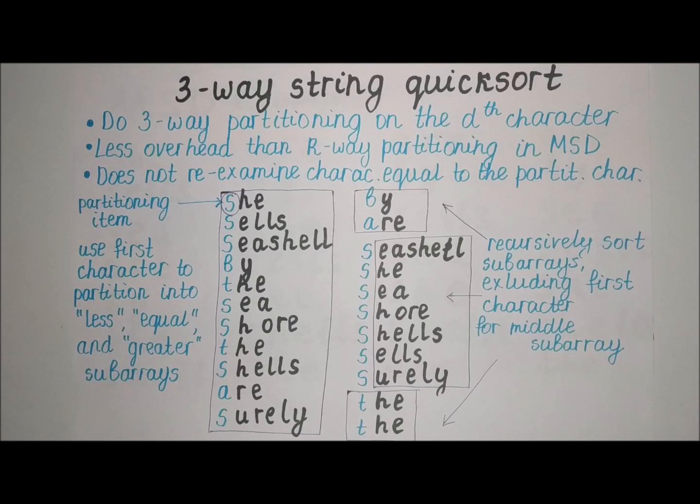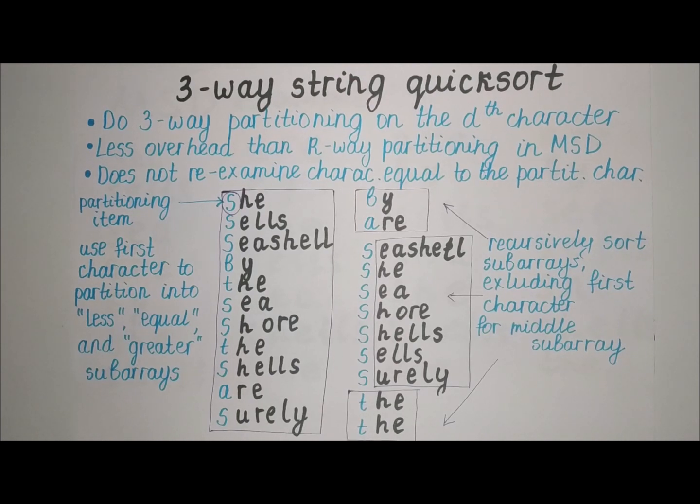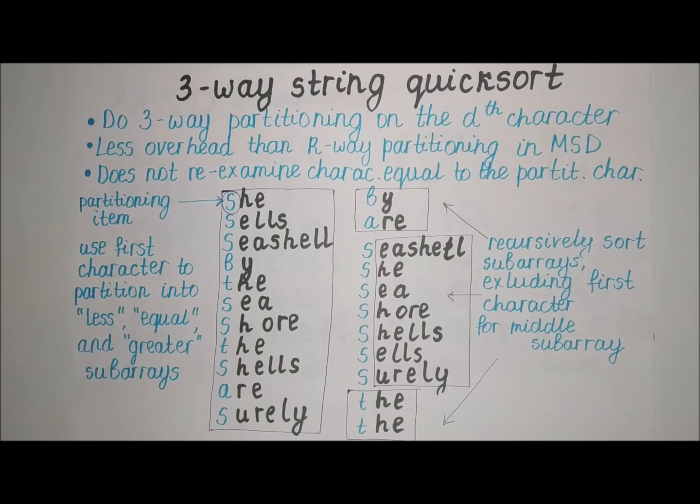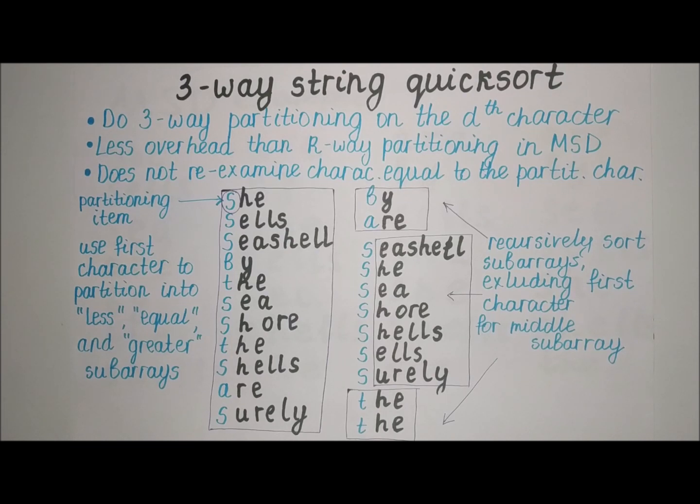Let's talk about string quicksort. The main idea of this algorithm is familiar from standard quicksort. If you don't know about standard quicksort, please learn about it and come back again. The main idea of this algorithm is doing three-way partitioning on the first character. The advantage of this algorithm is less overhead than array partitioning in MSD, and it does not examine characters equal to the partition character.